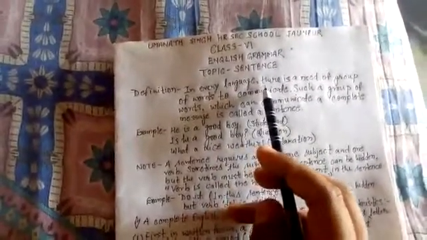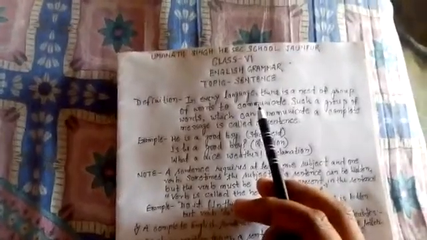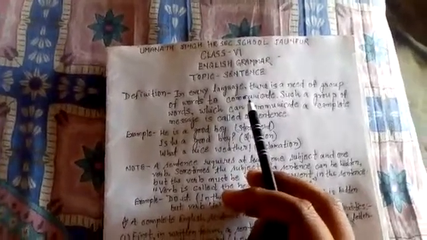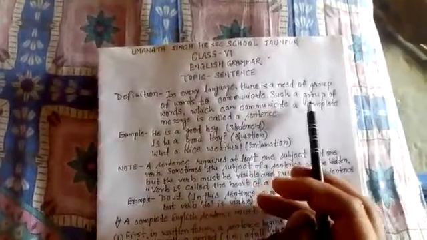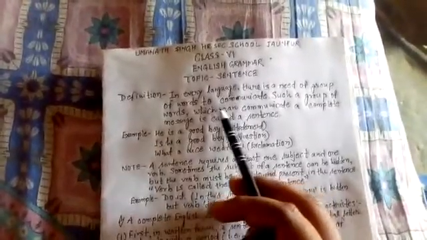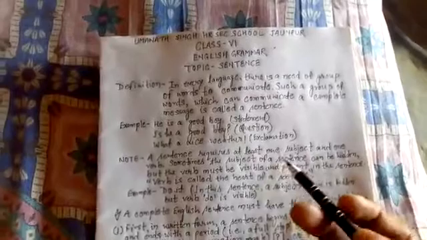Okay, here is another definition. In every language there is a need of a group of words to communicate. In every language, whether it is Hindi, English, Spanish, Japanese, there is a need of a group of words to communicate, means to transfer ideas, thoughts. Such a group of words which can communicate a complete message is called a sentence. Example: He is a good boy, it's a statement. Is he a good boy? You can see there is a question mark, so it's a question. And third one is: What a nice weather! It's an exclamation. You can see the exclamation mark here.